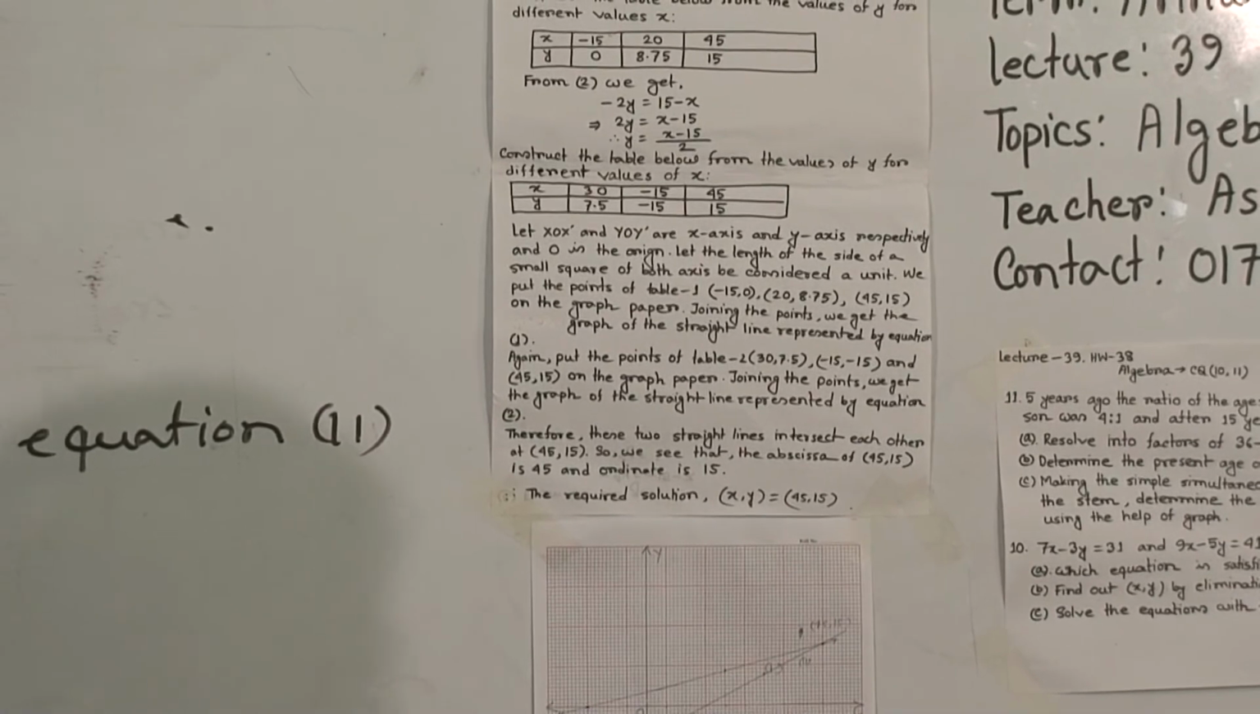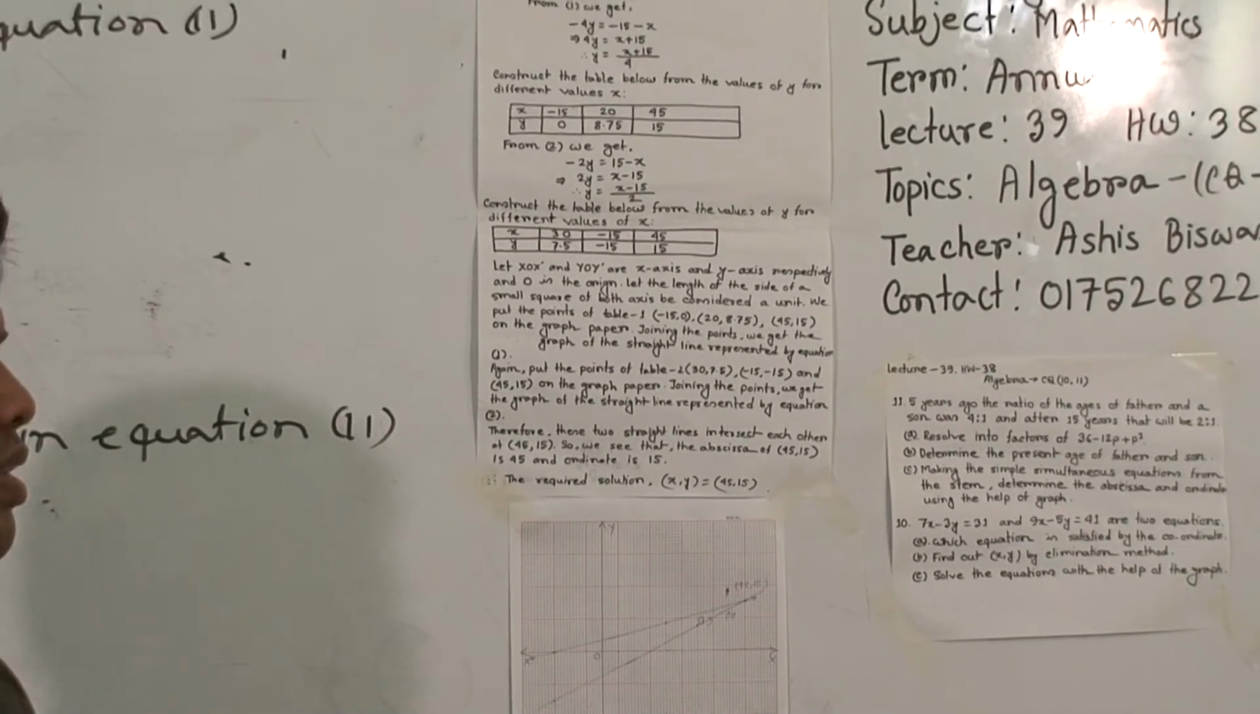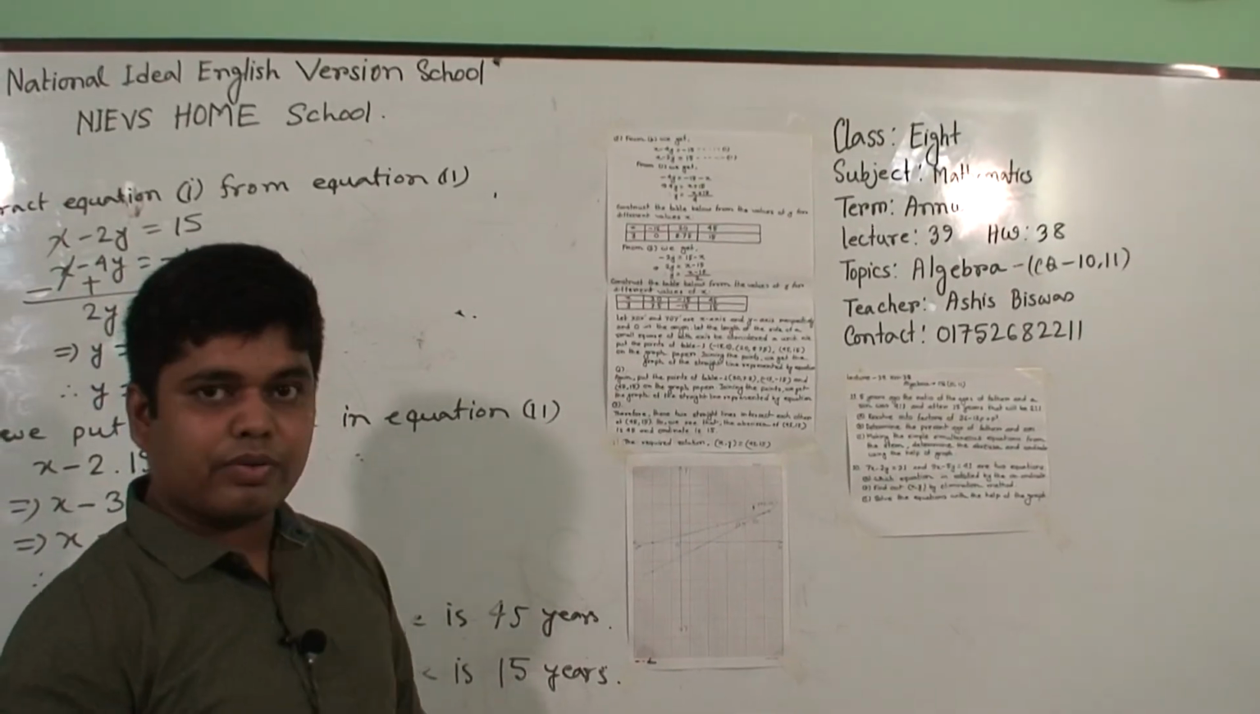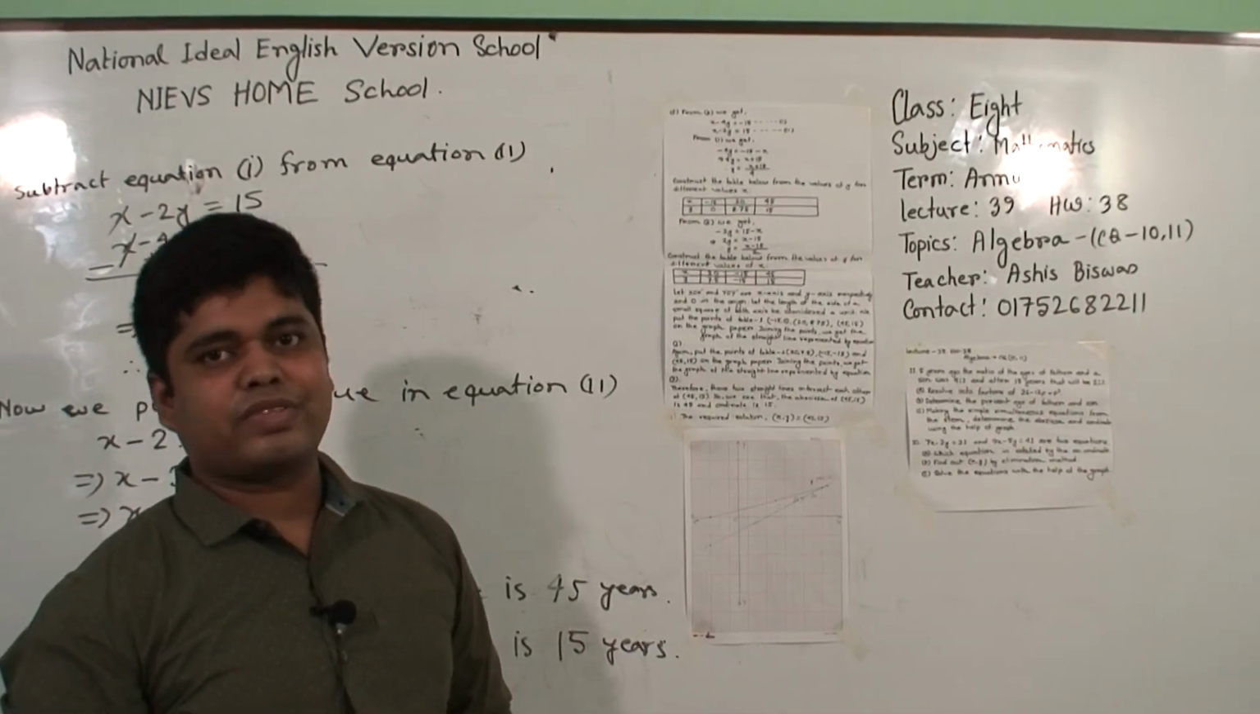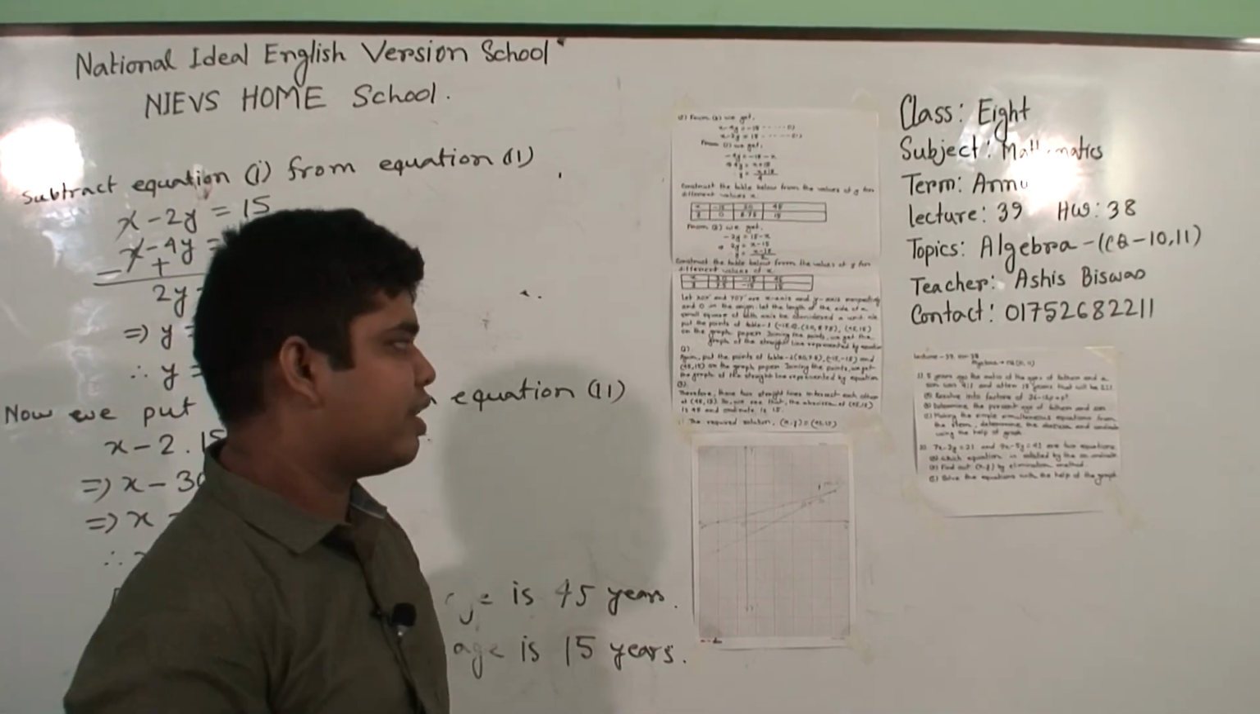My dear students, if you solve at least 2 or 3 times, then it will be clear to you. After that, you can draw the graph of any type of simultaneous equation. I hope you have understood, dear student.